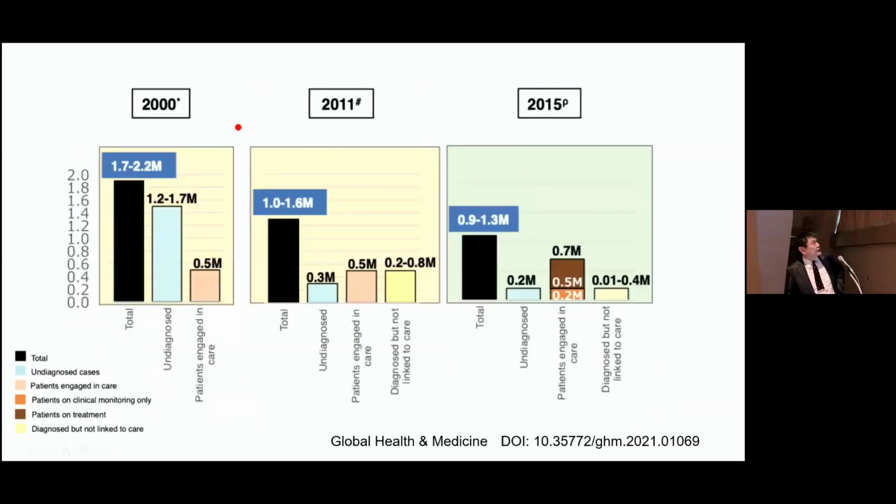And here are more detailed examples. In 2000, we had 1.5 million people infected with HCV, and more importantly, most of them were undiagnosed at that time. In 2011, our treatment option was interferon-based treatment, and the eradication rate was around 30 to 40% at that time. So at that time, we had a national campaign, and the undiagnosed population dramatically decreased during this decade.